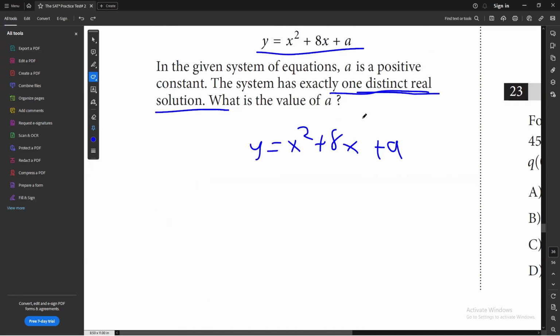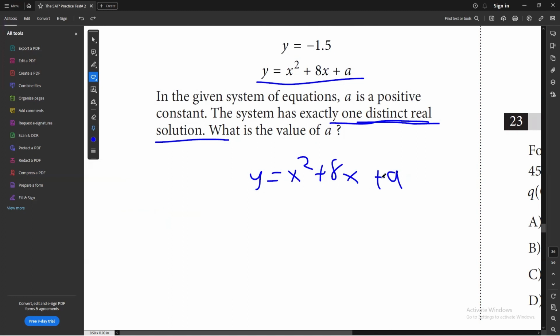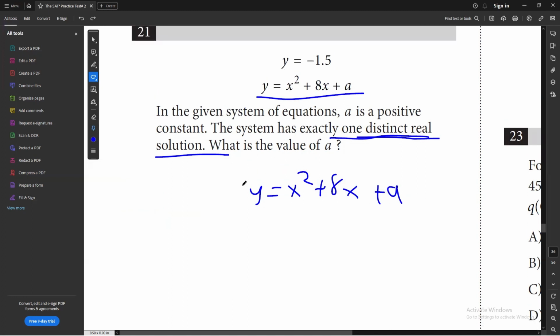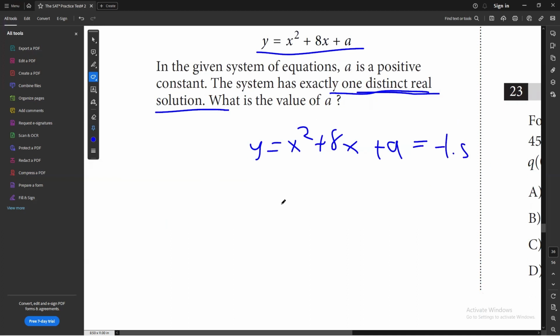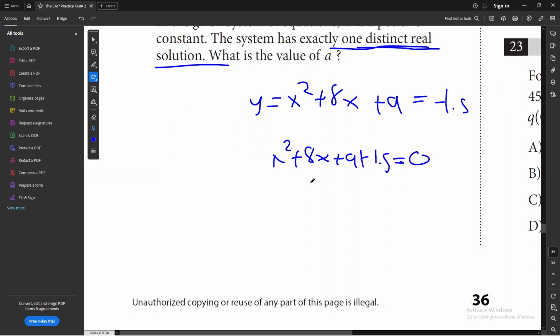So we're gonna try to convert this to a square, and then we're gonna solve our question. So y is equal to x squared plus 8x plus a. Also, y is equal to negative 1.5. So let's just use it. x squared plus 8x plus a, and I'm gonna add 1.5 to both sides, plus 1.5 is equal to 0. So what do we do now?